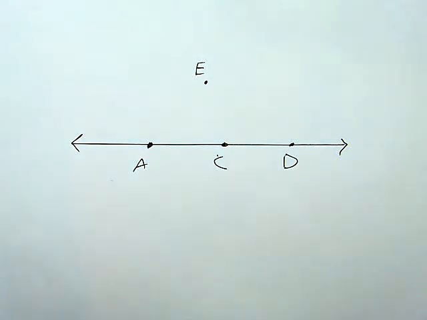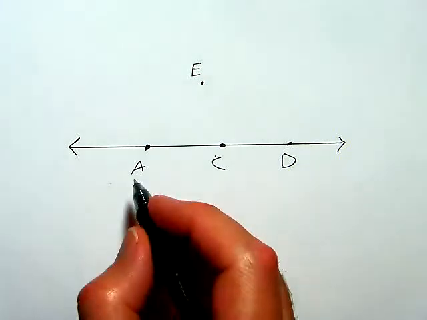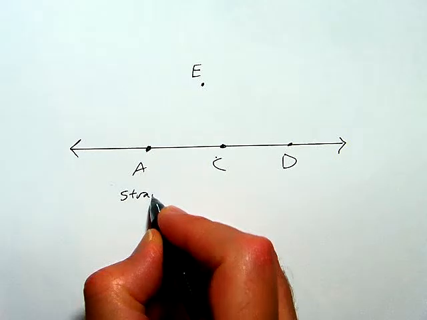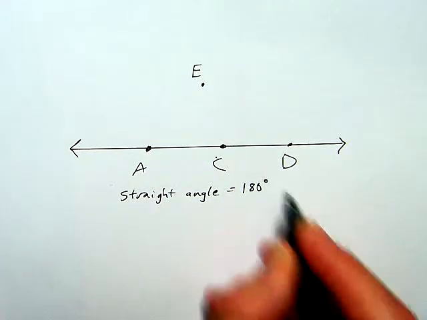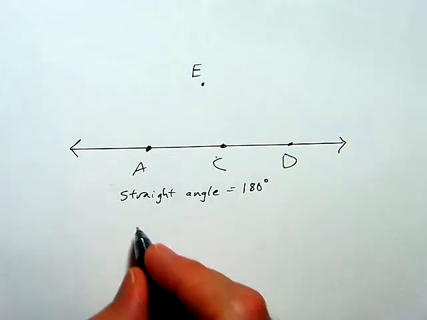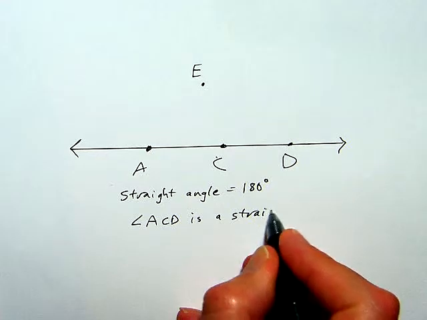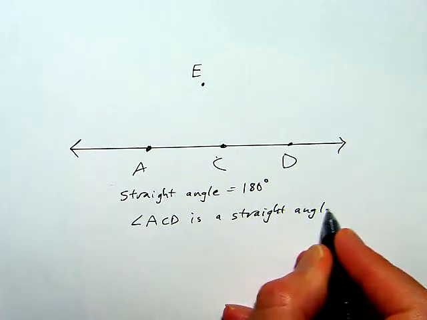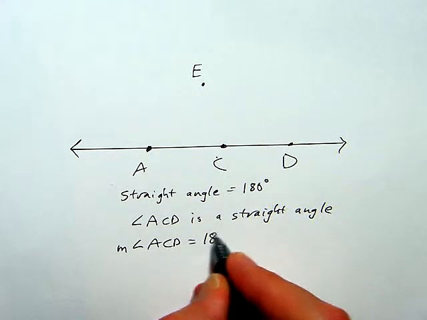Okay, now let's see first what we've done in terms of angle measures. ACD, these 3 collinear points, form a straight angle. So a straight angle has 180 degrees, which is the number of degrees in a line. So we could say angle ACD is a straight angle. Or we can also say that the measure of angle ACD is equal to 180 degrees.